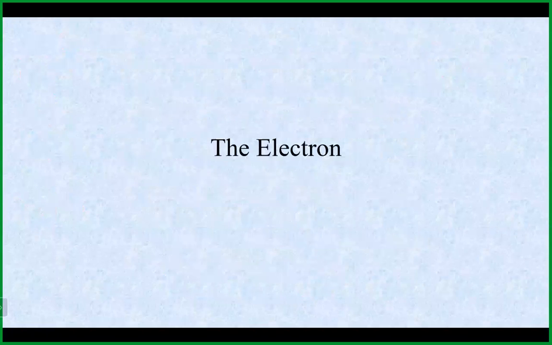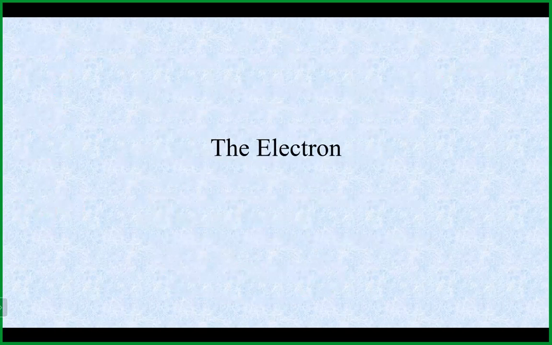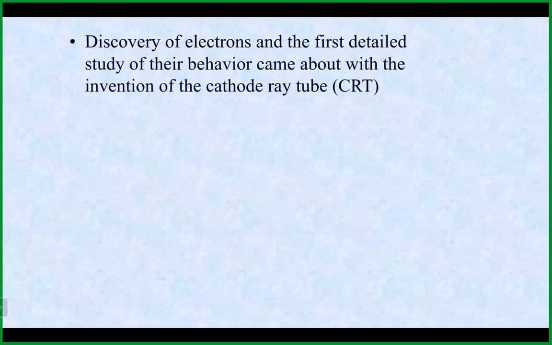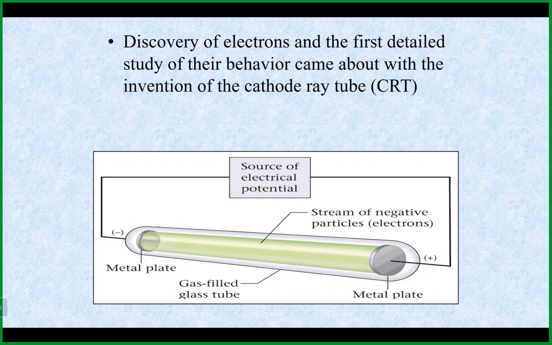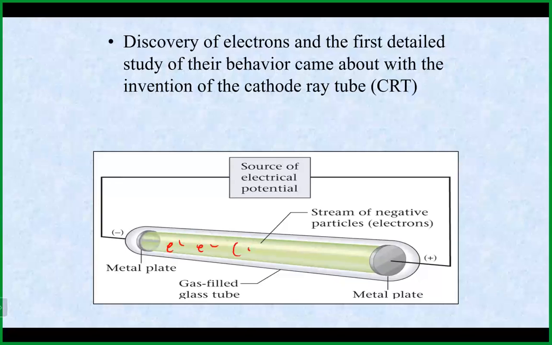So we're going to first start talking about the electron and some of the experiments that helped us understand the electron, and a lot of the experiments that led us to understanding the electron involved what's referred to as the CRT, and that is the cathode ray tube. And a cathode ray tube, a diagram of it here on the bottom, is really a tube that shoots negatively charged particles.